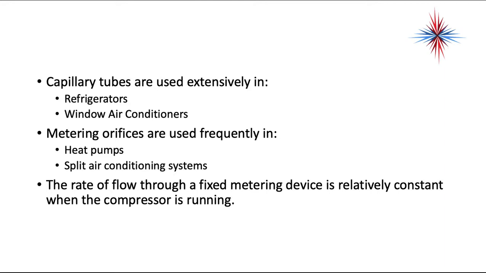Capillary tubes are used extensively in both refrigerators and window air conditioners, which is why we're talking about these in air conditioning. Metering orifices are used in heat pumps and split system air conditioning. Split system, condensers outside, evaporators inside. The rate of flow through a fixed metering device is relatively constant when the compressor is running.